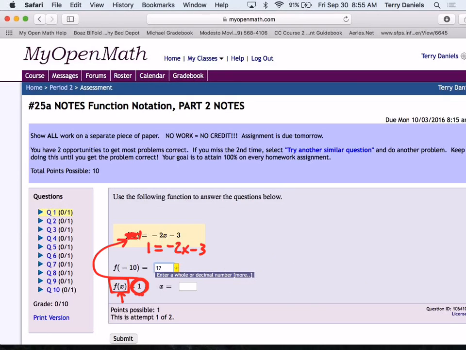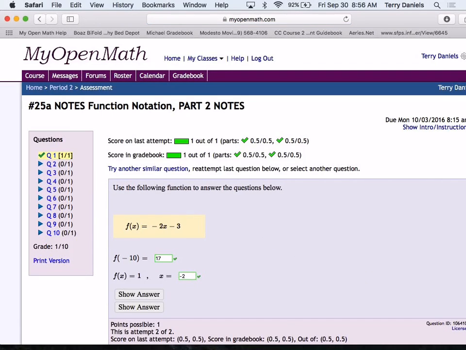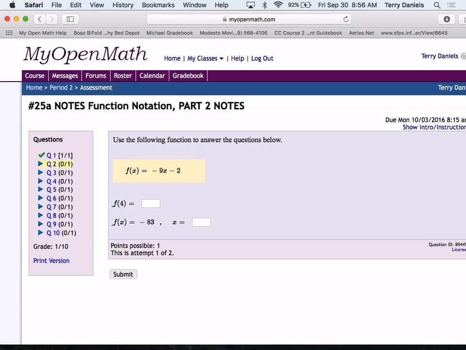So what is the output, or input, excuse me. We were given the output. What's the input? Negative 2. So we add 3 to both sides, and then divide both sides by negative 2, and we get negative 2. So let's go ahead and put that in. When the output is 1, the input is negative 2, and we submit, and we got it right.